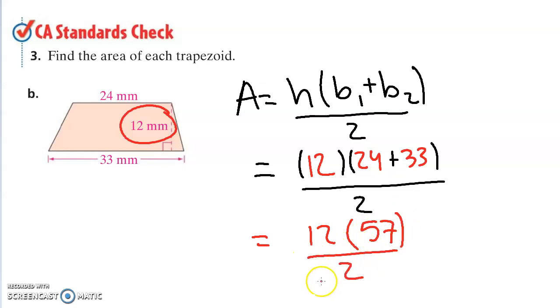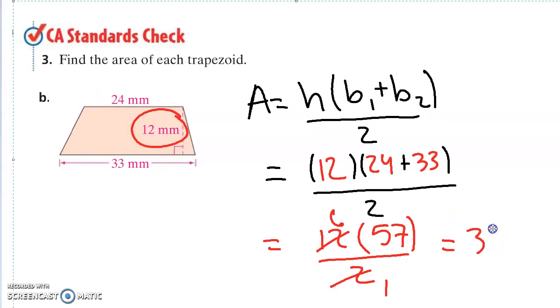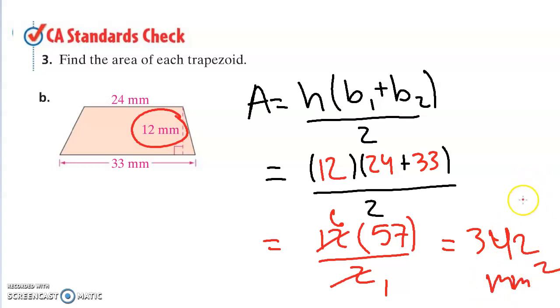divided by 2, cross cancel. I end up getting a 1 and a 6. So with a calculator out, I can say 6 times 57 is 342. And our units would be millimeters squared. 342 millimeters squared.